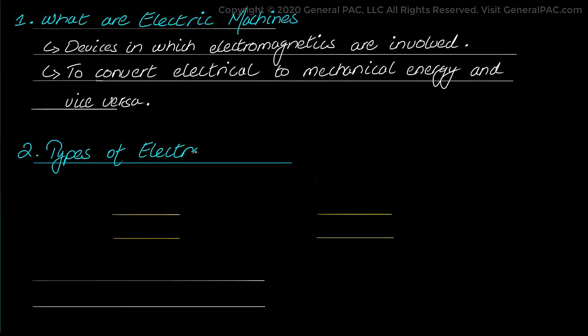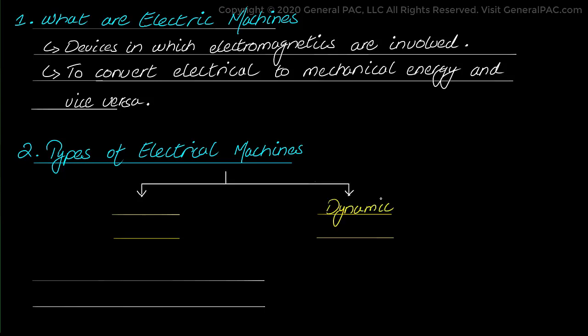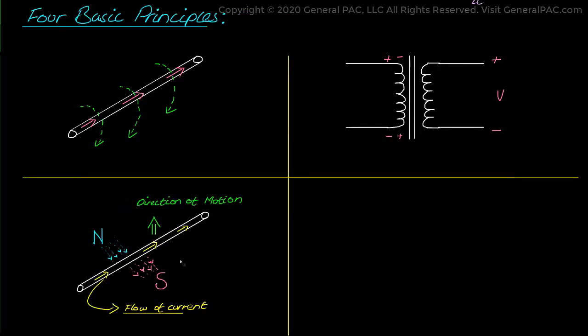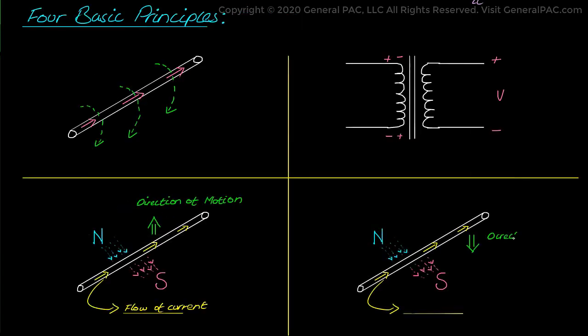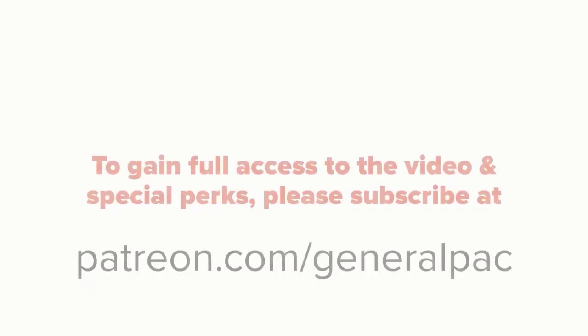Electrical machines which involve rotating parts are called dynamic machines, and those having stationary parts are called static machines, right? And number 4, a moving wire in the presence of a magnetic field has a voltage induced in it, and this is a basis of a generator action, right?